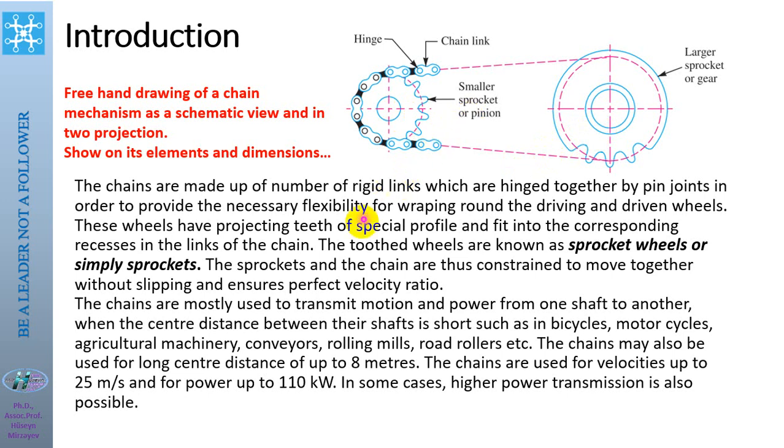Chain drives are used for the transmission of power over center distances which reach up to 8 meters, and sometimes more than 8 meters. Chains are used for transmission of power at speeds of 25 meters per second, and there are chains which may transmit up to 110 kilowatts of power.